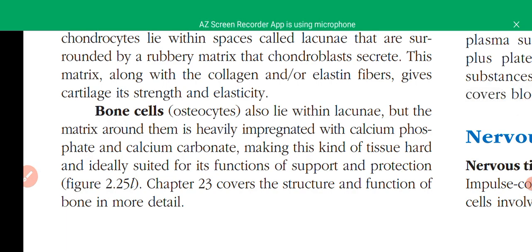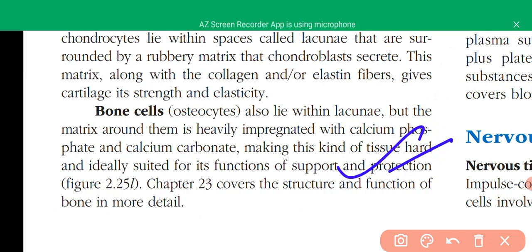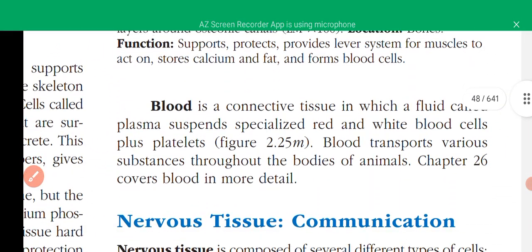And there are the bones. They also consist of cells called osteocytes that are also present in cavities like lacunae, but their matrix is not elastic or rubbery like that present in cartilage, but is dense and hard, composed of calcium phosphate and calcium carbonate, and that makes this type of tissue particularly hard and suited for the various functions that help in support. You know that muscles and bones are actually our lever system that produces various types of motions.